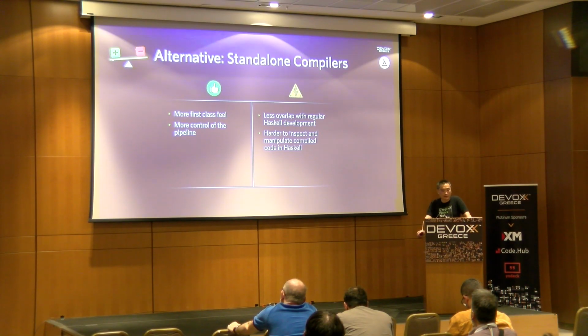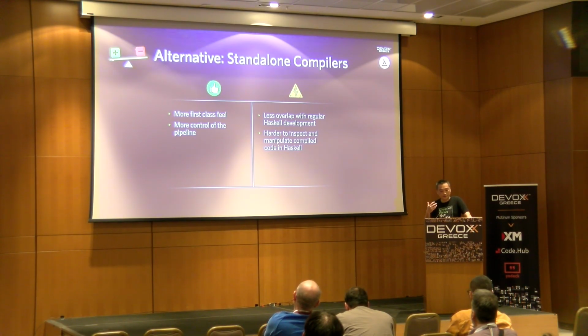And I keep coming back to this point that one of the major considerations we had is that we really want the developer experience of Plinth to be really similar to Haskell. So especially if your team is already using Haskell to do something else, then you don't need to adopt any new language, any new compiler whatsoever. So we just want to minimize that burden and make everything as close to Haskell as possible. So because we already reused the Haskell syntax, it's just natural that we also reuse the Haskell compiler. So this is the downside of standalone compilers, that it's a new compiler. And then it's also harder to inspect and manipulate compiled code in Haskell.